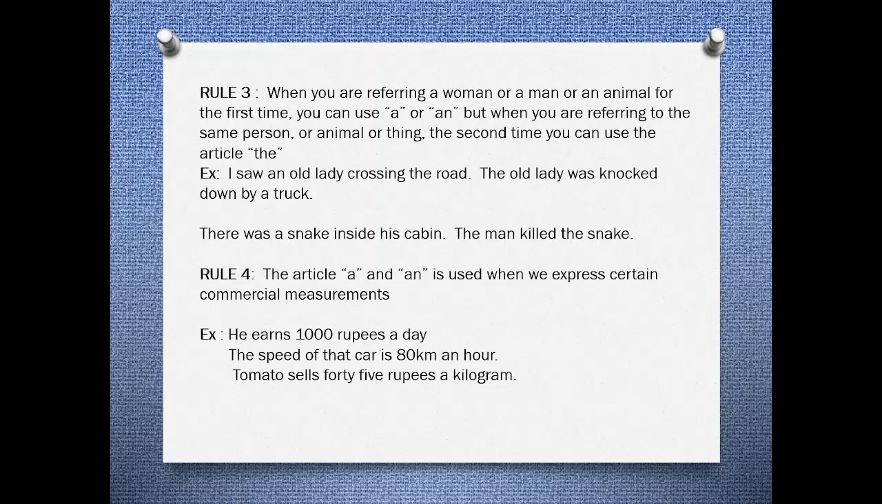So just bear in mind when you're talking about one thing or one person or one animal, in the first sentence you have to use a or an, but in the forthcoming sentences, you can make use of the before the noun. Now, in the next example, there was a snake inside his cabin. The man killed the snake. A snake was there in his cabin. That snake was killed by the man. The snake refers to the snake which was referred to in the first sentence.